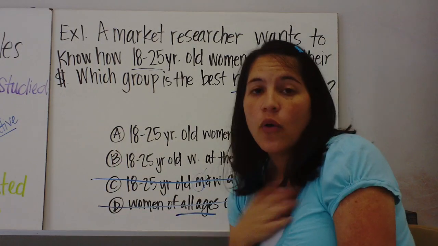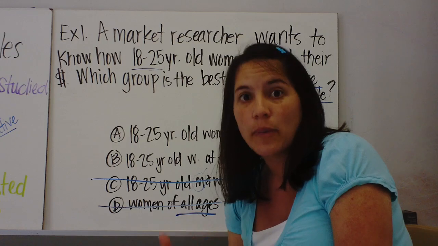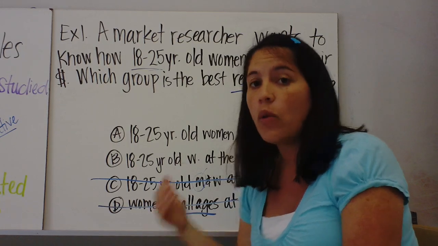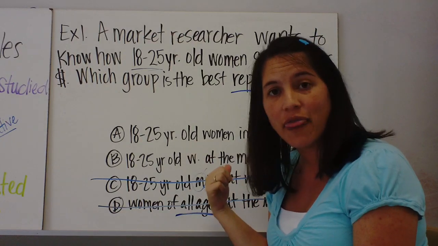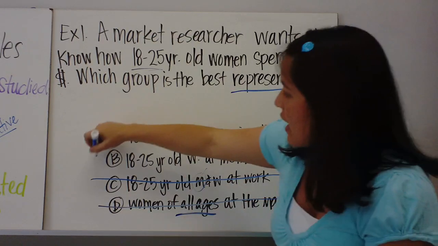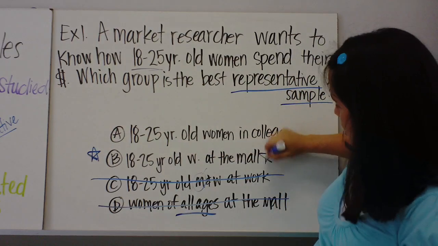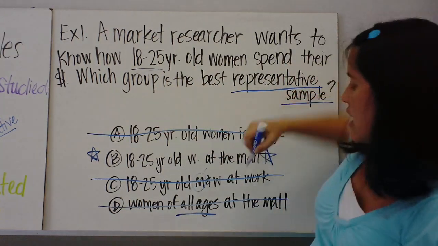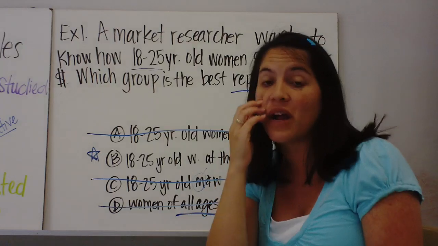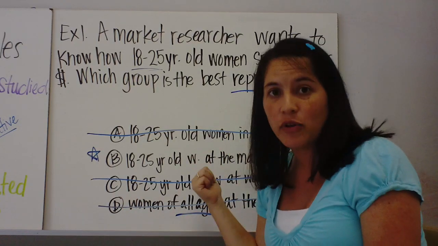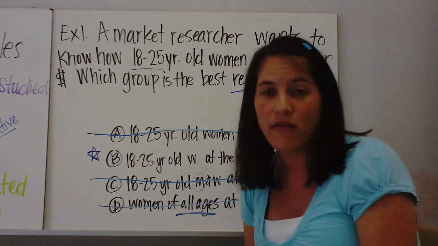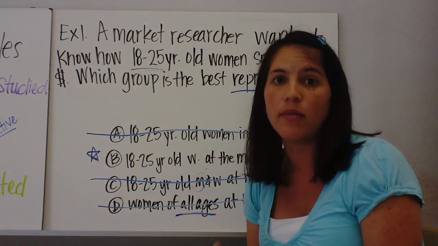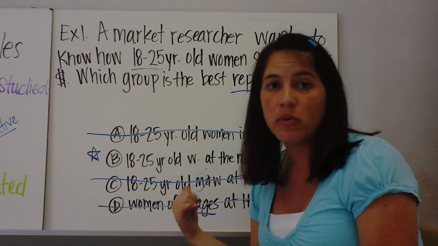Now we have to pick. Which one would give the best representative sample? Only asking women in college or asking women at the mall? And the correct answer is asking women at the mall, because you have the chance of asking random people and not just people who are in school. This could get anybody 18 to 25, whether they're in school or they have a job or they stay at home. So the mall would be the best choice.